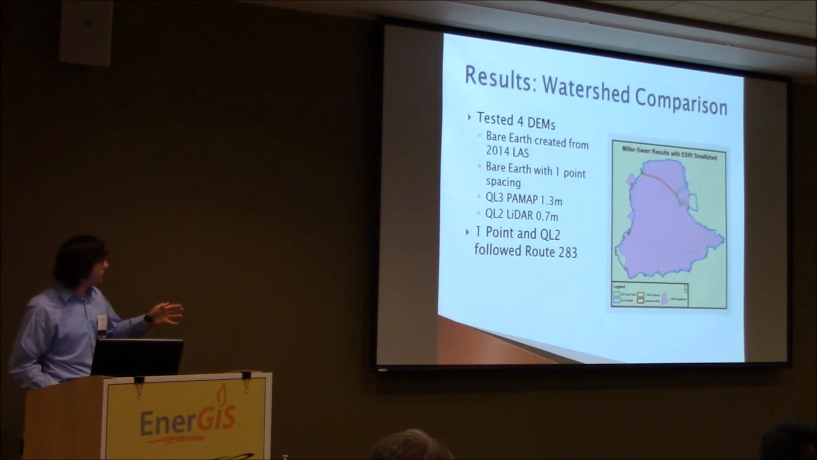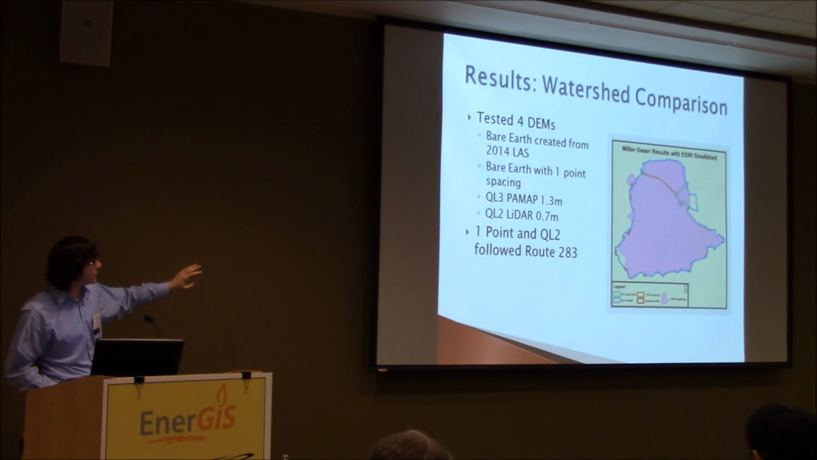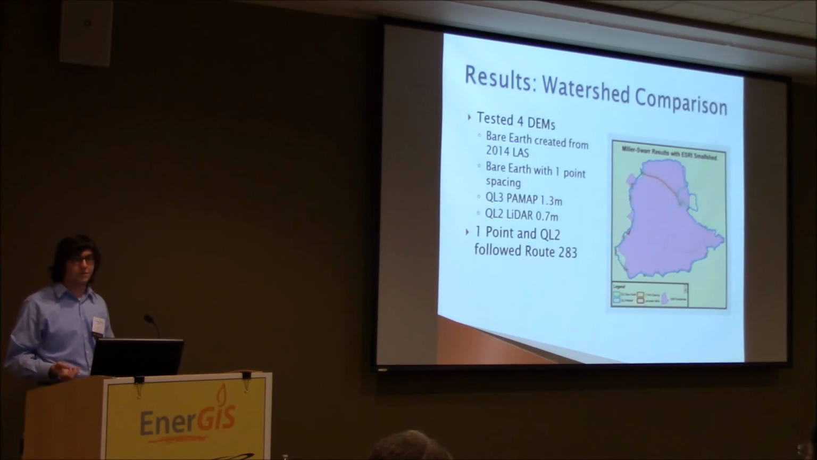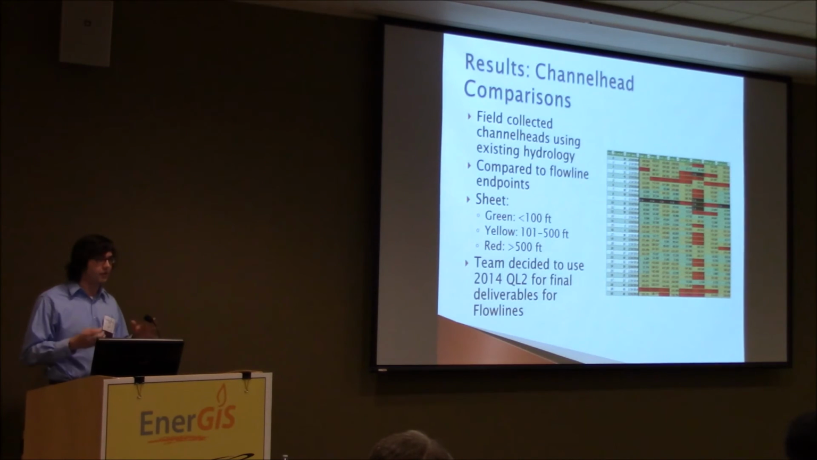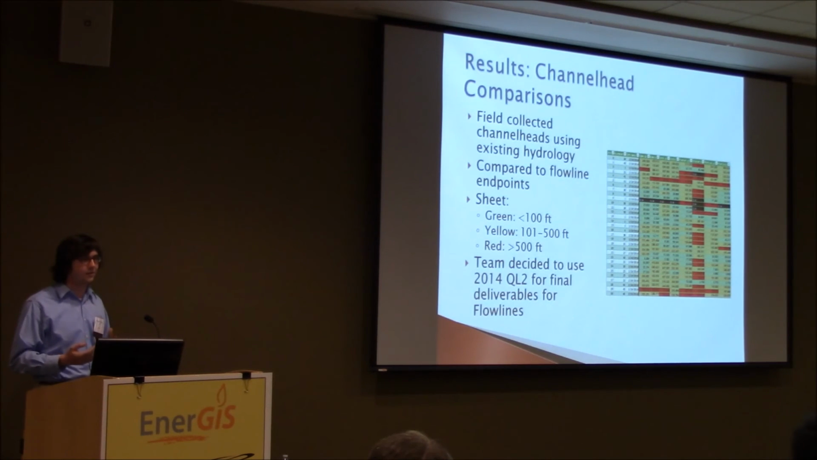You'll notice that one point in the QL2, this orange line that cuts off the northern part of the watershed for some of the polygons, actually follows Route 283, which is a huge impact on the watershed creation. And then we also took field-collected channel heads. We had a hydrology data set from Lancaster County, and we had a couple of people go out and look at each of the starting points for all the flow lines. And we did a near calculation and a route calculation to see how far away each of the points were from the nearest channel head.